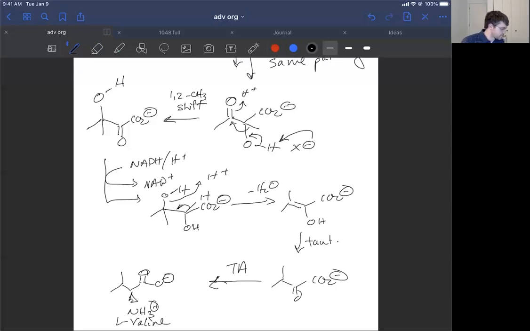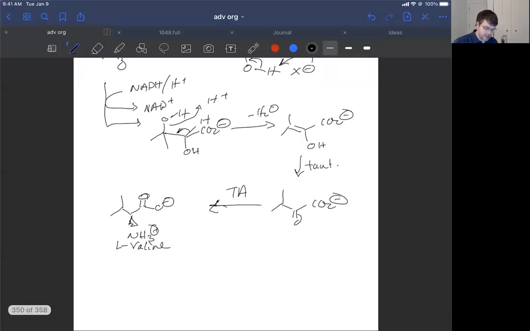Okay. So next, kind of keeping with this string of amino acid types, let's go into the biosynthesis of leucine.